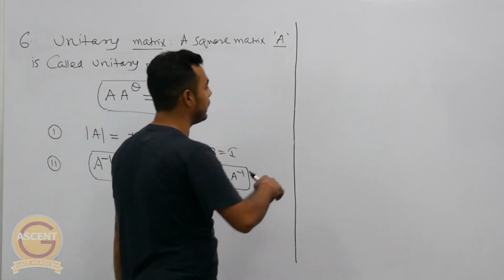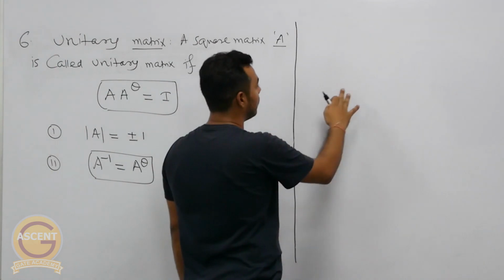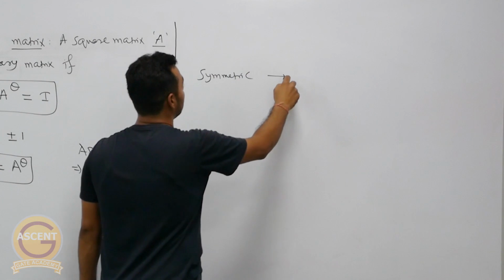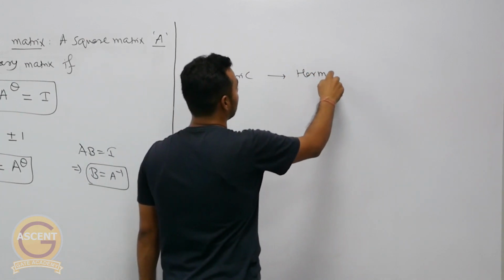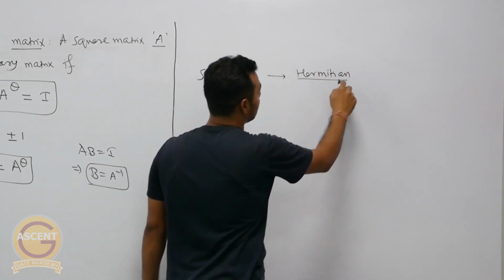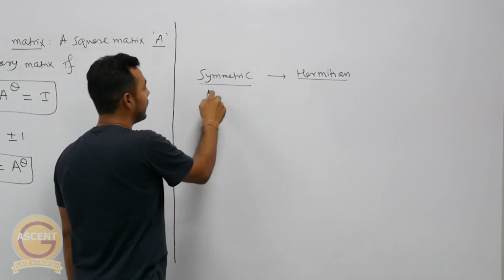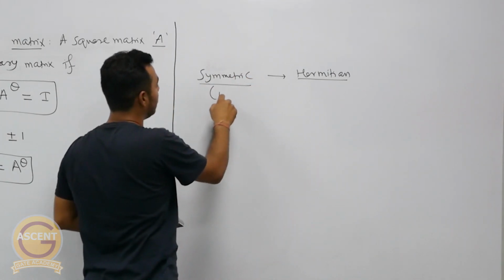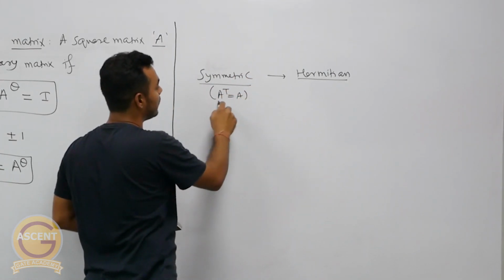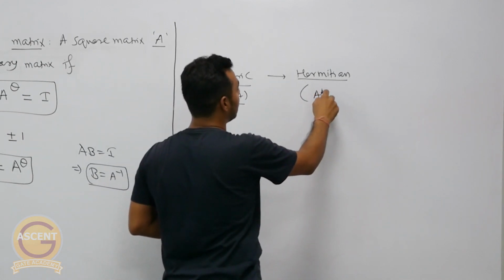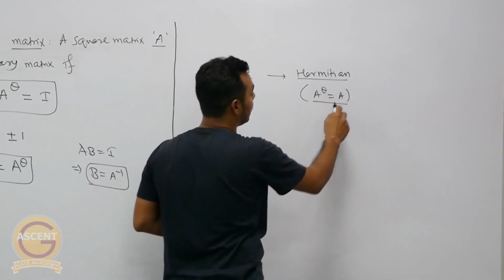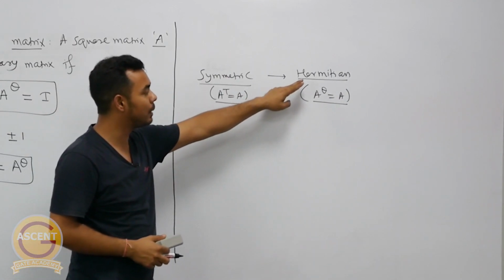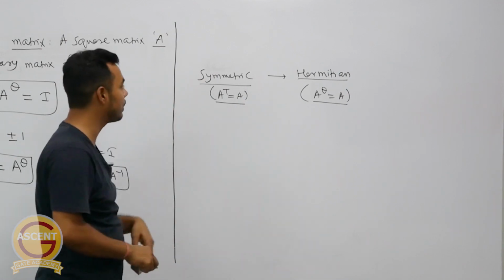So now after learning these 6 matrices, you can relate all these matrices. Symmetric matrix is similar to Hermitian matrix. A Hermitian matrix over the set of real numbers is a symmetric matrix. In case of symmetric matrix, the definition was transpose of A is matrix A. In case of Hermitian matrix, the definition was conjugate transpose of A is matrix A. So if the matrix is of real numbers, then this Hermitian matrix is the same as symmetric matrix.